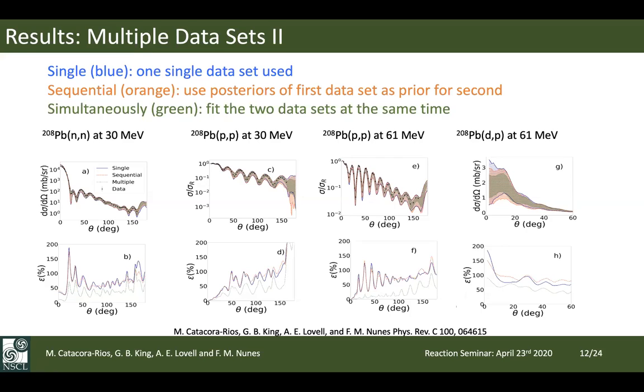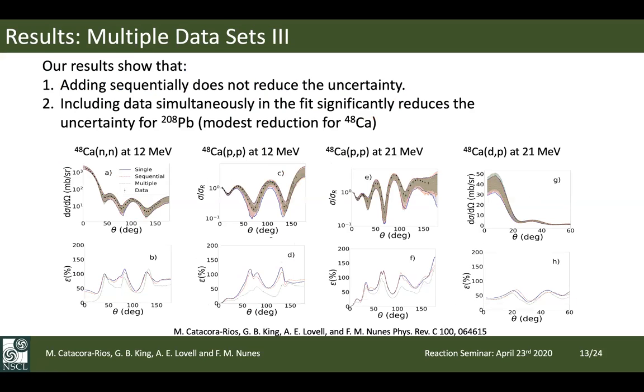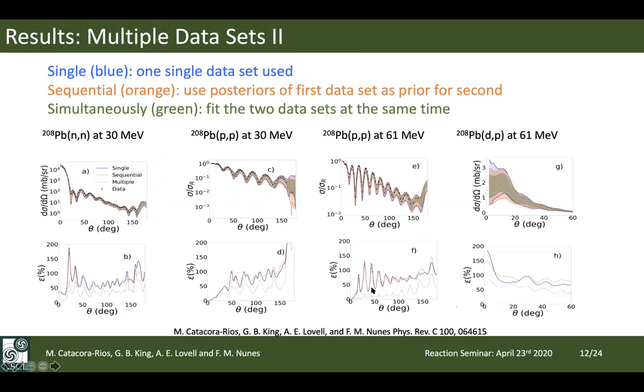And so now we will look at the results for the calcium. For the calcium cases, we see a similar trend. The sequential and single data 95% confidence bands are very similar in the reduction of their uncertainty, and the multiple or simultaneous fit has a lower uncertainty. Sorry, not much lower, but it has a lower uncertainty. And we see that the uncertainty reduction is actually more modest than in the lead 208 cases, where we have reductions in uncertainty of almost 50%.